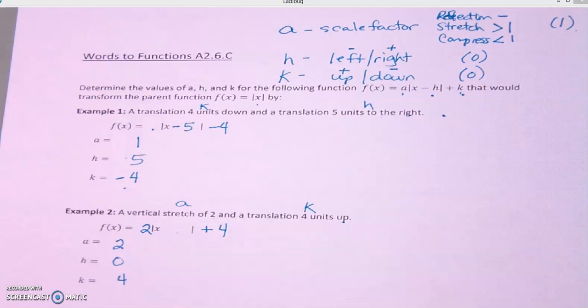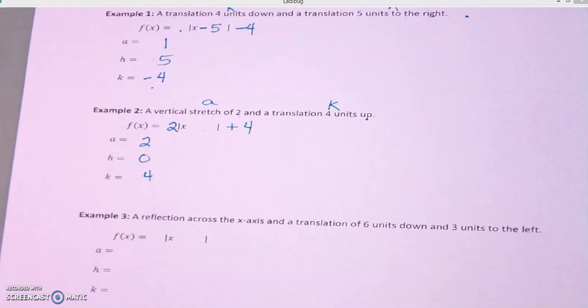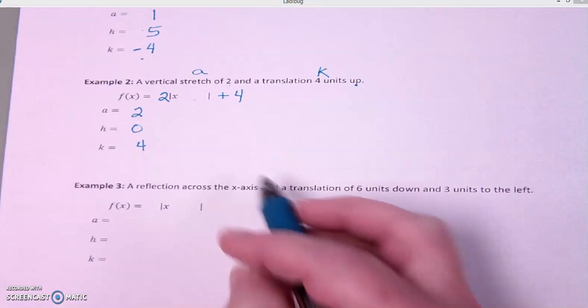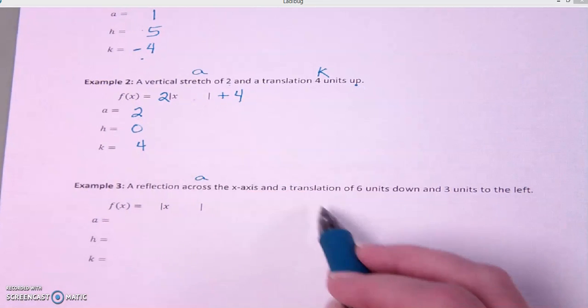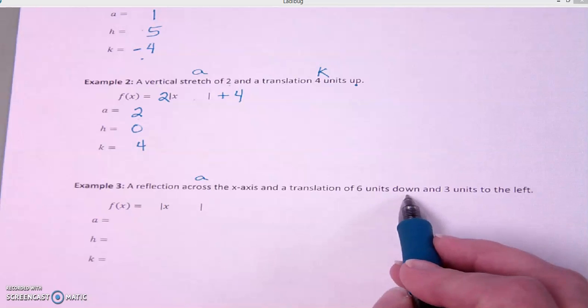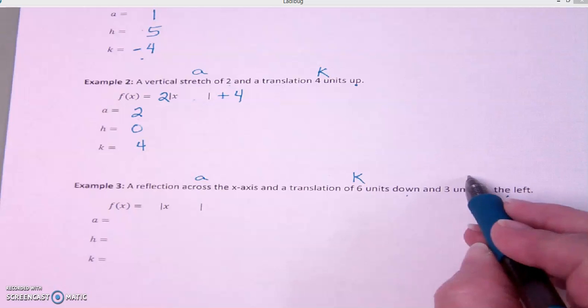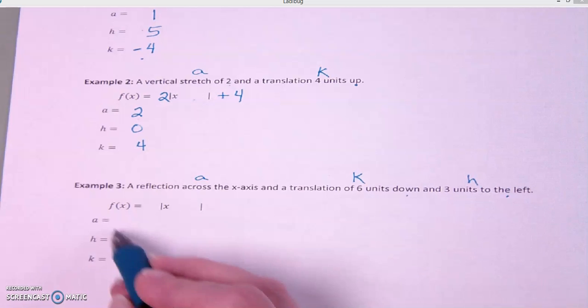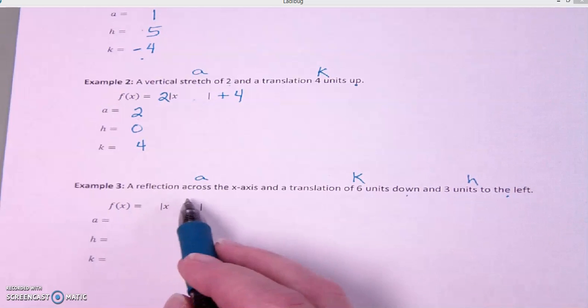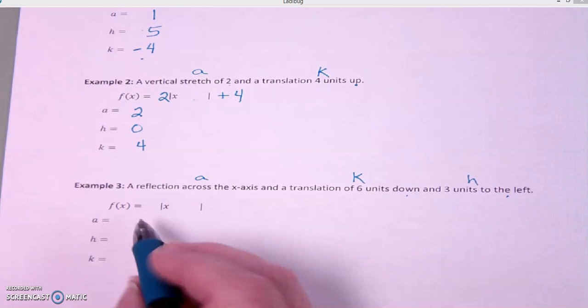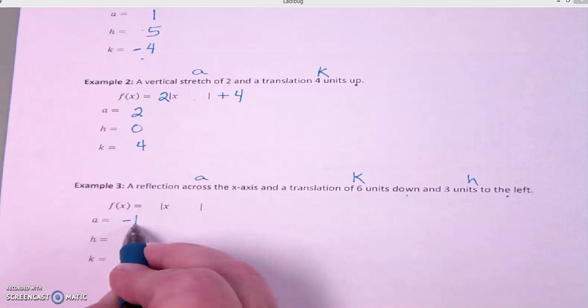The last example we're going to do together is a reflection across the x-axis. Remember we said that would be your a. And a translation of 6 units down. Down is my k. And 3 units to the left. That would be my h. So let's plug those in here. If it's a reflection across the x-axis, it doesn't tell us that it was stretched or compressed. It's just going to be a negative 1.